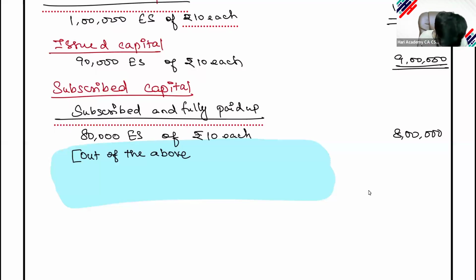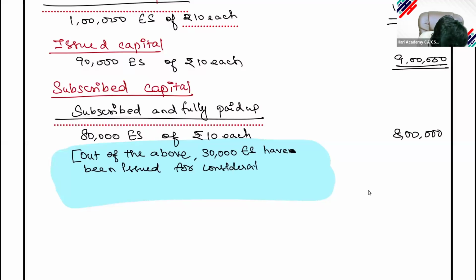You should listen. Out of the above, suppose I purchased machinery, and on that I allotted 20,000 equity shares, or I allotted 30,000 equity shares for that worth of machinery. So what I should do: out of the above, 30,000 equity shares have been issued for consideration other than cash.